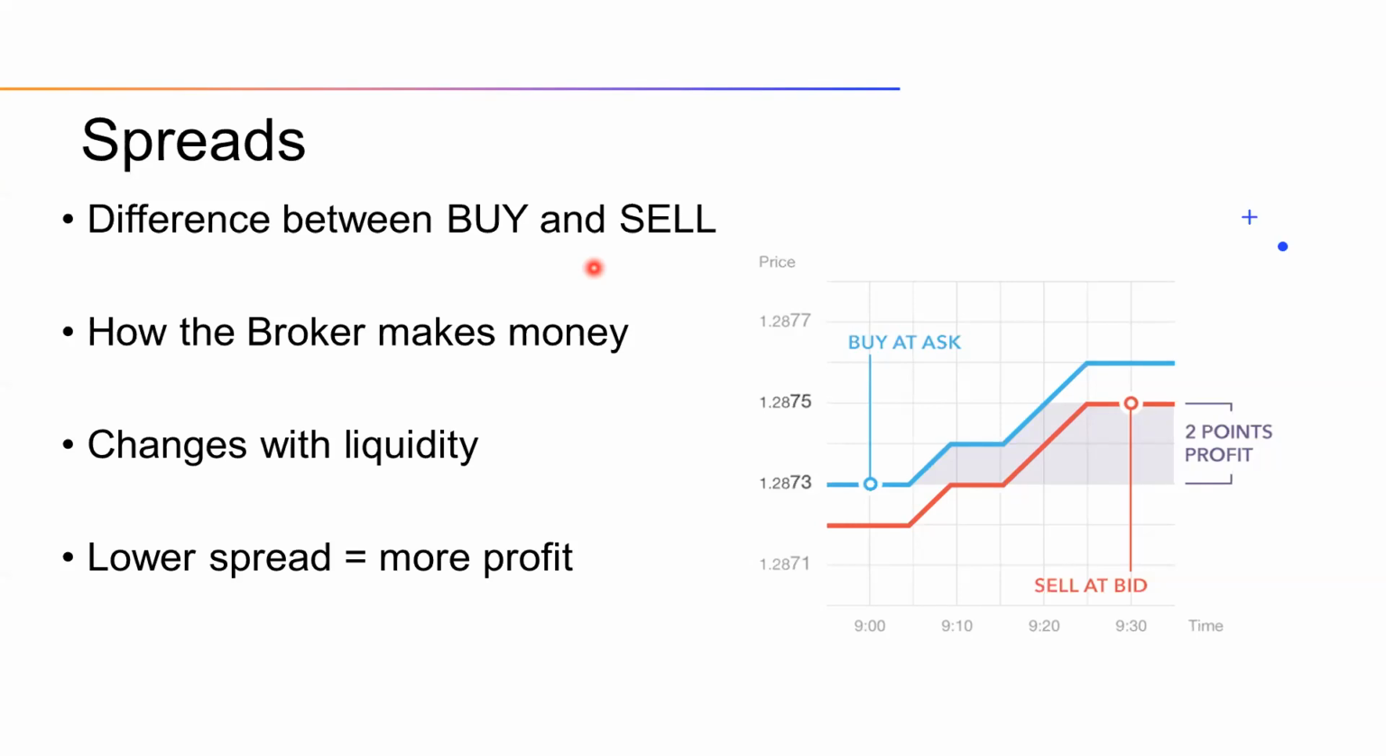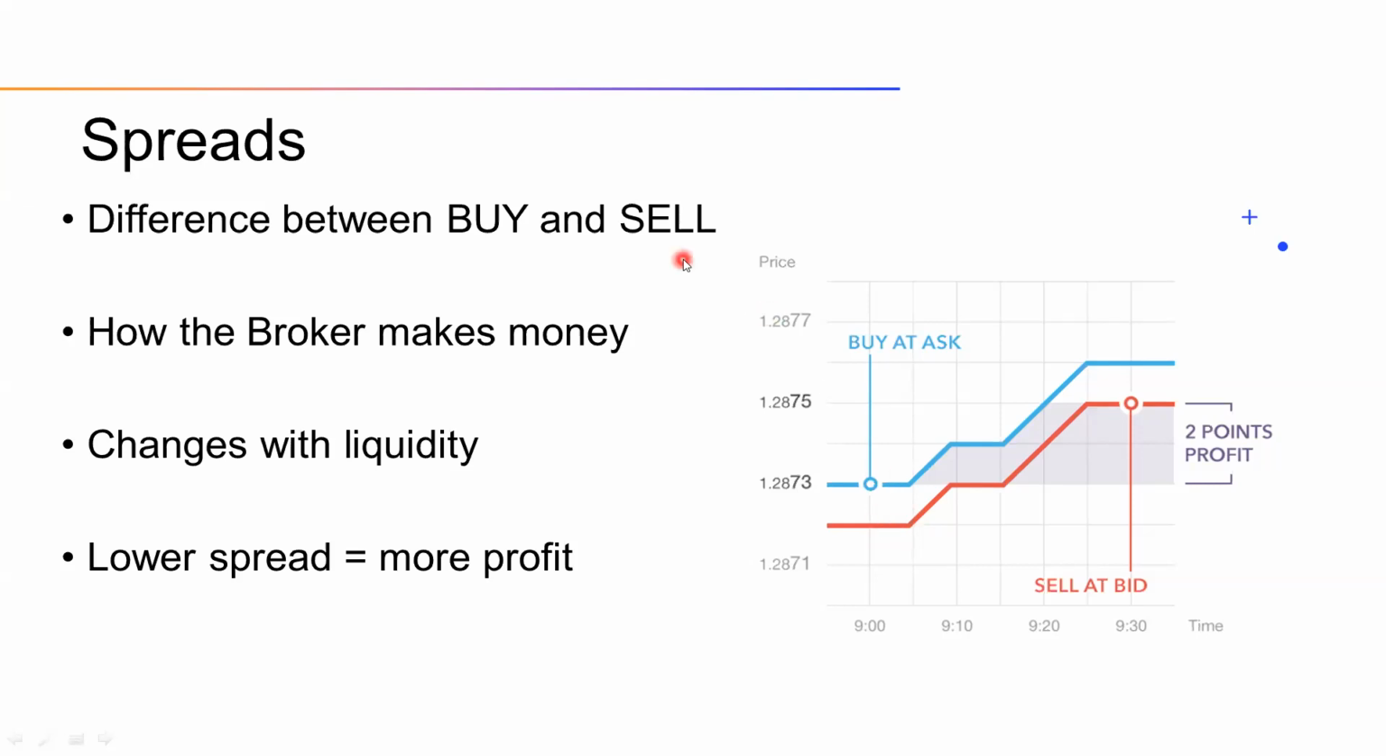and bid prices. So as you can see here on this diagram, you've got the ask price or the buy price in the blue and the sell price or the bid price in the red. And there's a difference between them. In this case, it's 0.0001. So 1.2873, 1.2872 for the red one.